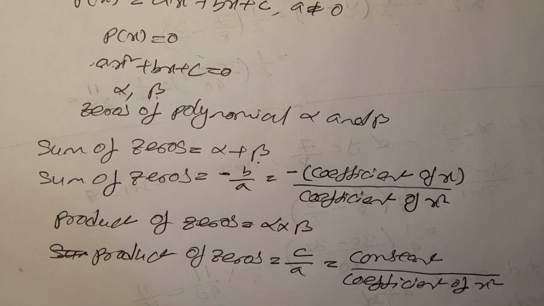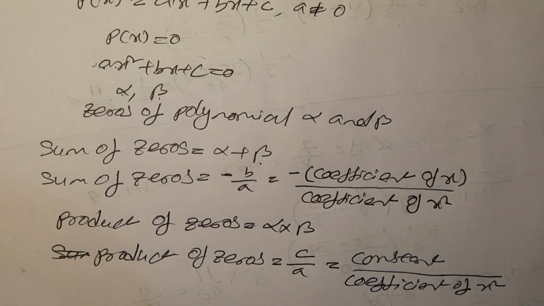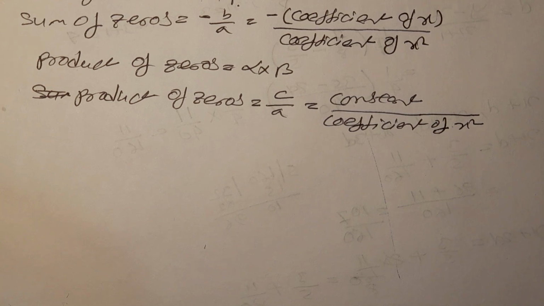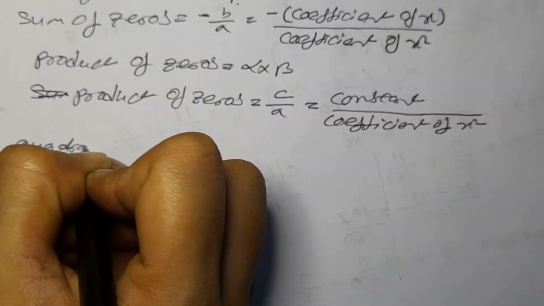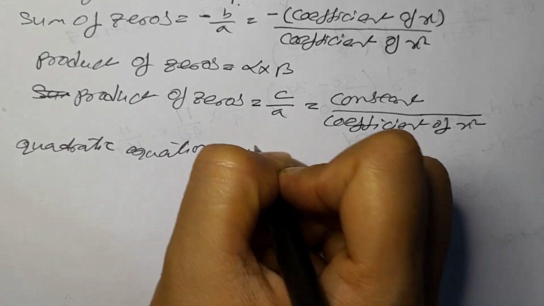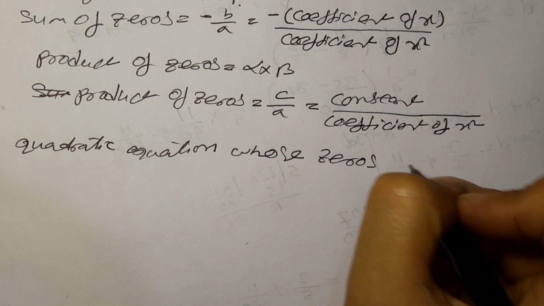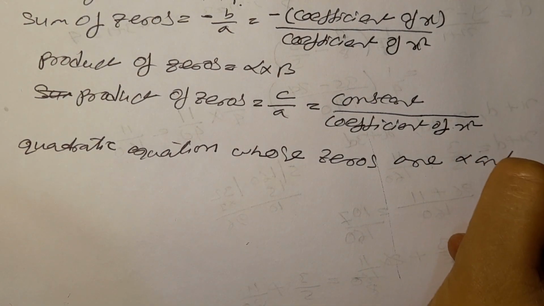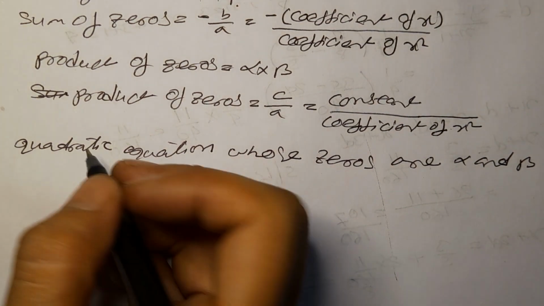Now if the zeros of the polynomial are given, then we have to find the quadratic equation. That is, the quadratic equation whose zeros are alpha and beta. Zeros are always represented by the Greek letters alpha and beta.